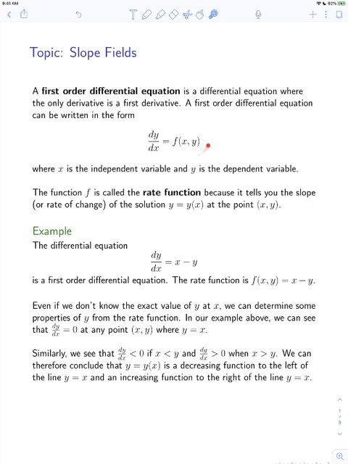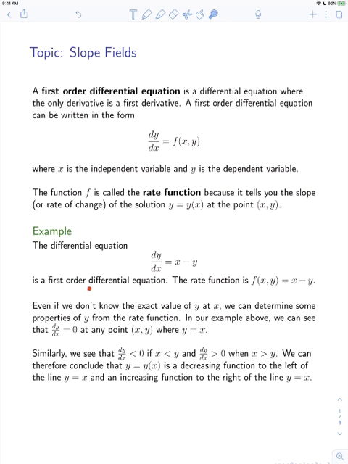So we specify the point (x, y), and then if we evaluate f at x comma y, that gives us dy/dx. But what is dy/dx? That's the slope of the tangent line. So we call it the slope or the rate of change of the solution. As an example, let's consider this differential equation: dy/dx equals x minus y.